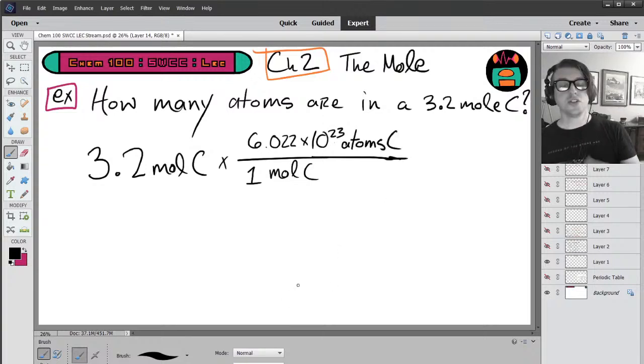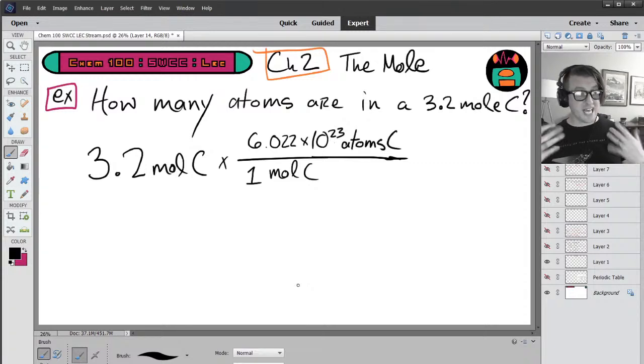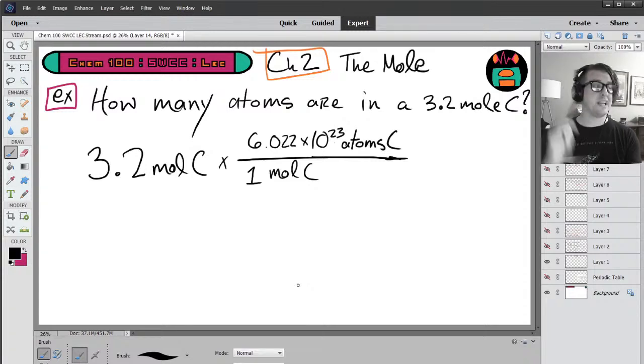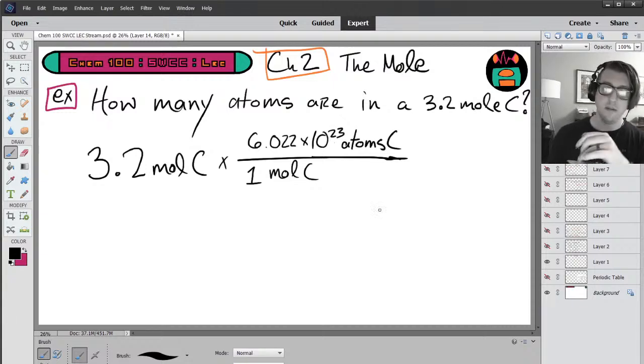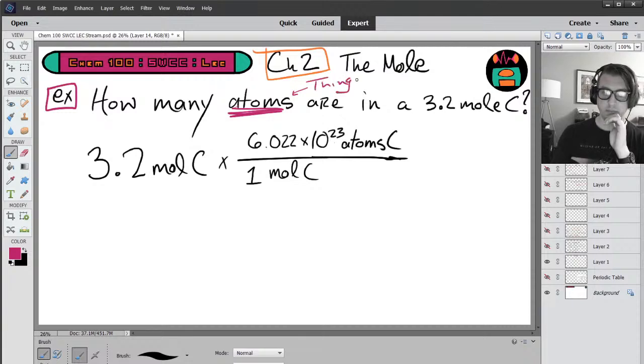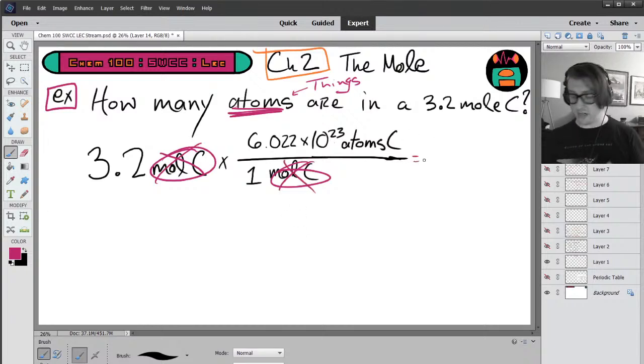All right? So it's just another unit conversion. That thing could be atoms, it could be ions, it could be molecules, it could be photons, it could be whatever. But because we were asked about atoms in this problem, that's what things are in this problem. But things could be anything. You'll notice that the unit moles cancels with moles of carbon. And now we're ready to crunch our numbers.